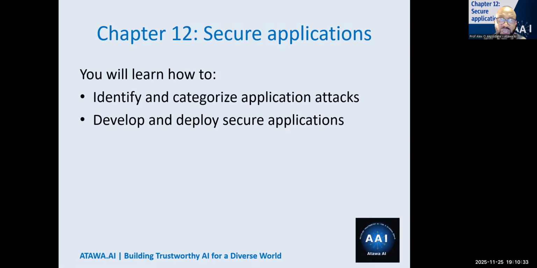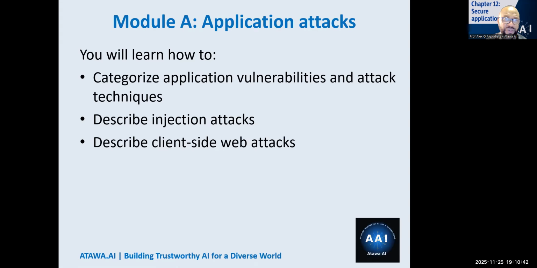So in chapter 12, secure applications, we look at how to identify and categorize application attacks and hopefully develop and deploy secure applications. There are 2 modules here, again, module A and B. In module A, looking at just application attacks, hopefully you can categorize them in terms of vulnerability and the techniques for the attack, and then understand the general injection attack and then what we call client-side web attacks.